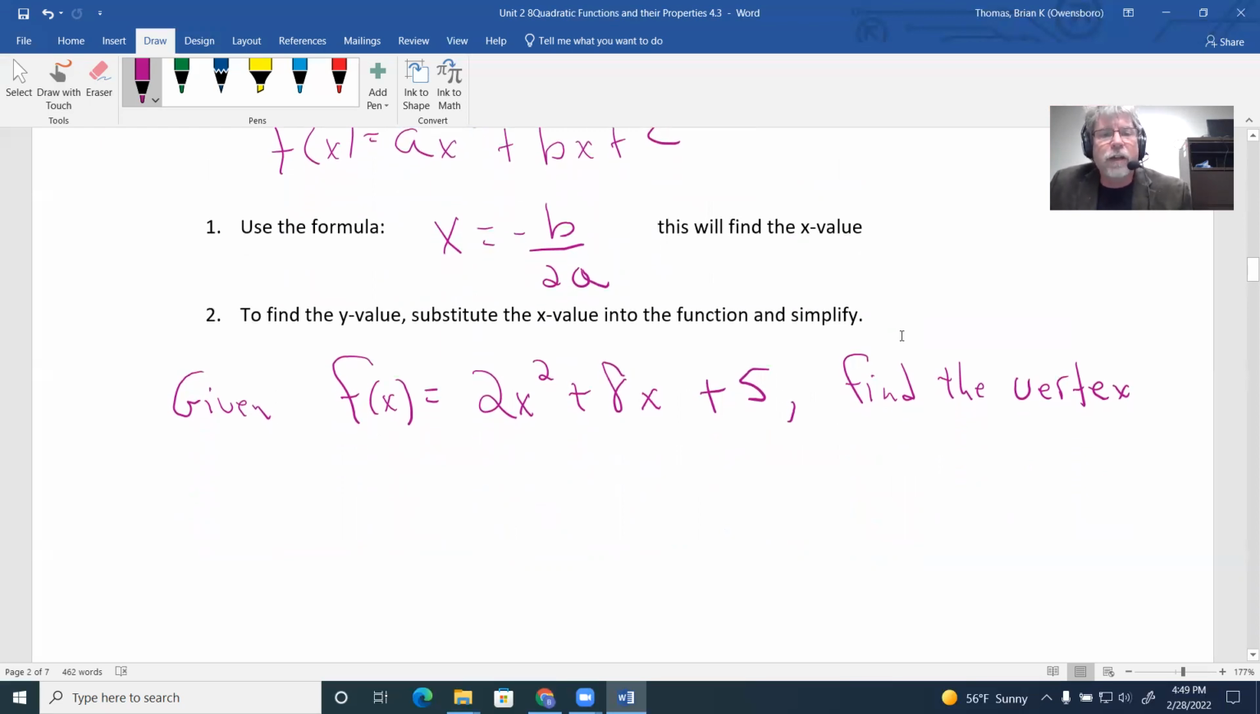To find the y value, what we do is substitute the x value into the function and work it out to find the y value of the vertex. So if I have the function 2x squared plus 8x plus 5, and I want to find the vertex, we're going to use x equals negative b over 2a to find the x coordinate, to find the x value.